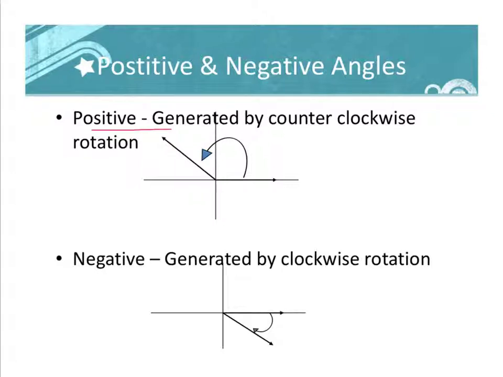Alright, positive angles are generated by counterclockwise rotations. Thus, let's call this alpha, is considered a positive angle. Negative angles are generated by clockwise rotation, so let's call this one theta. So you can see clearly in this diagram that theta is going clockwise. It's considered a negative rotation.